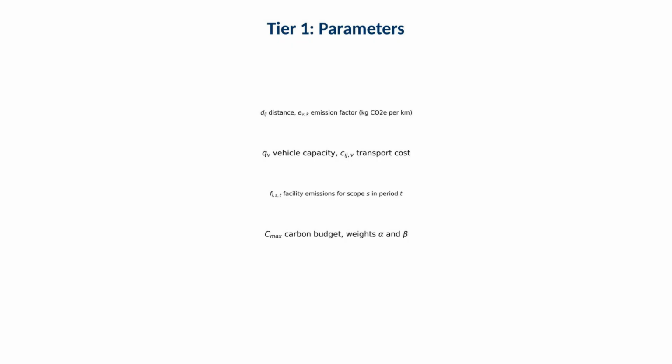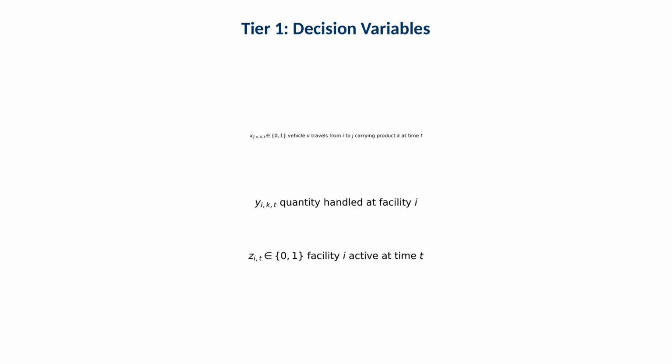On the facility side, you include facility emissions by scope and time period, plus an overall carbon budget that cannot be exceeded. Finally, you set weights that control the trade-off between carbon minimization and cost minimization. The routing decision is a binary choice that indicates whether a vehicle travels from one node to another, carrying a given product in a given time period. You also track how much product is handled at each facility over time, and whether each facility is active in a given period. That last variable matters because an inactive facility should not generate facility emissions in the model.